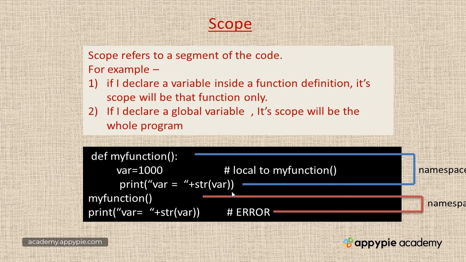Now this is the driver of the program. Here I have called my function. When I call my function, the control will go into my function, and the variable var will be assigned 1000 and the value will be printed. So far so good. But in this driver part of the program, I am trying to print the value of the variable var here, but it will be erroneous. Why? Because I am trying to access the private, the local variable of my function. It cannot be accessed by other functions or the driver of the program.